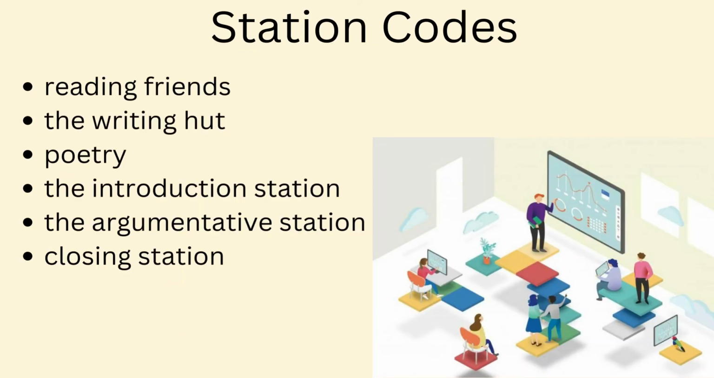The next one is station codes. Put up notes with names on the stations. The students are going to work in stations here. The station can be named like the activity or, for example, reading friends, the writing hut, poetry, or the math hut. The stations can also have more detailed names such as the outline story, the introduction station, or the argumentative station, and the closing station.